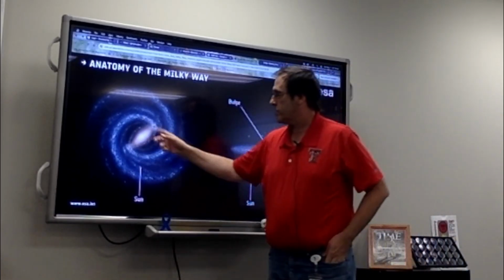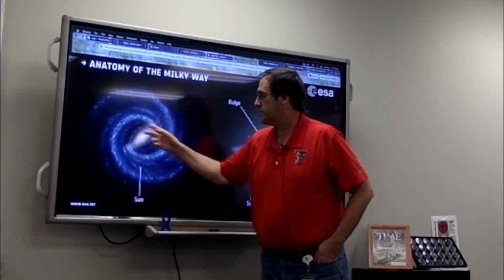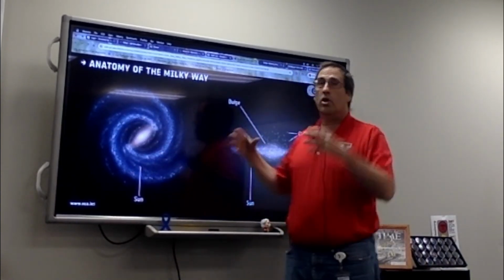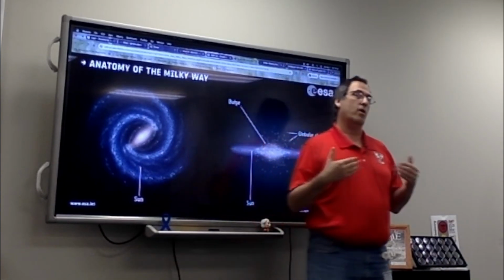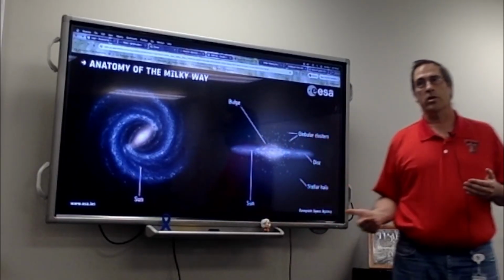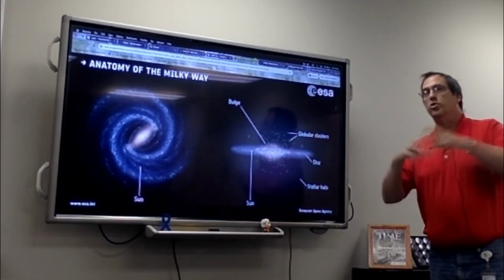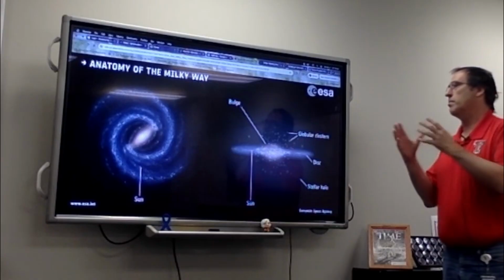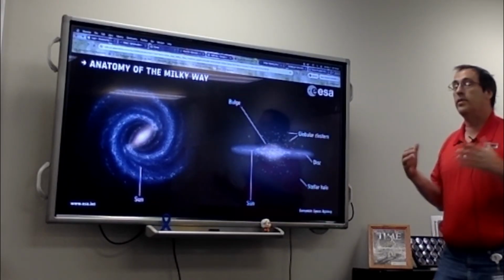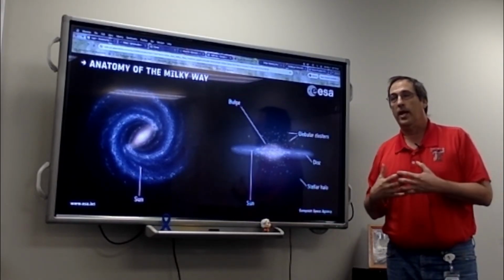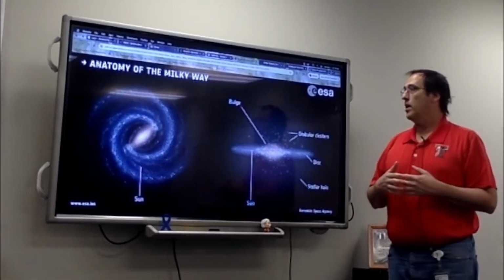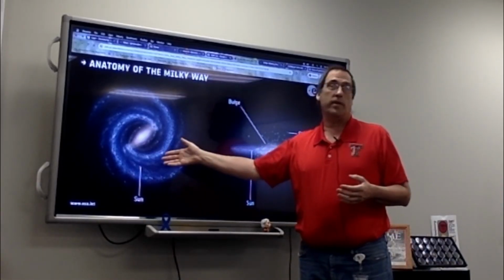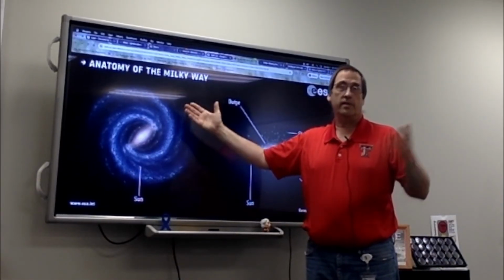All right, so this is what it would look like from the top. Here's that bar structure. Here we have two very well-defined arms. Those arms are blue because there's a lot of type O and type B stars in them. They are super hot and glow bright blue, but they're very short-lived. And because they are short-lived, they often don't get the opportunity to travel very far before they've faced death.